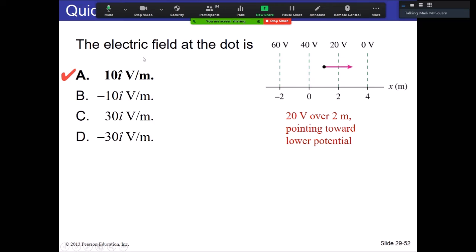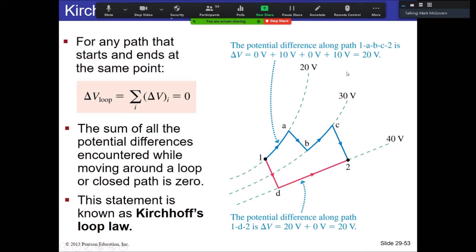Now, by the way, I know what I was going to say here. The electric field at the dot, well, at this dot, anywhere. This entire region has this electric field because it's a constant. The electric field is constant here because we have equally spaced equipotential lines. Good analysis.